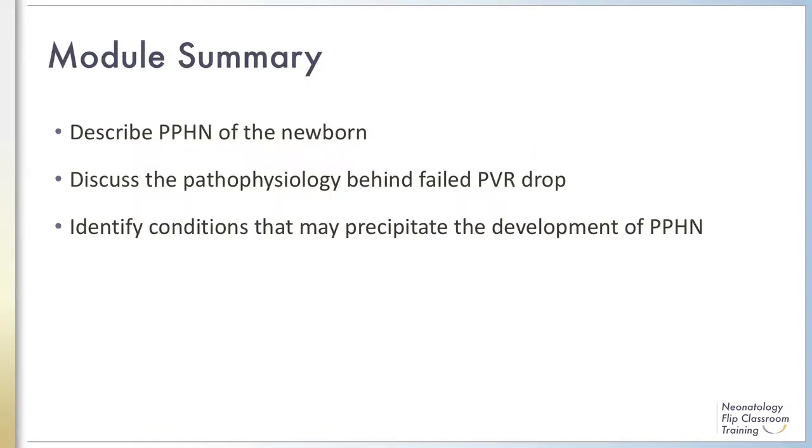In this module, we reviewed persistent pulmonary hypertension of the newborn, including the pathophysiology that results in a failure of PVR to fall, and identified conditions that may precipitate the development of PPHN.